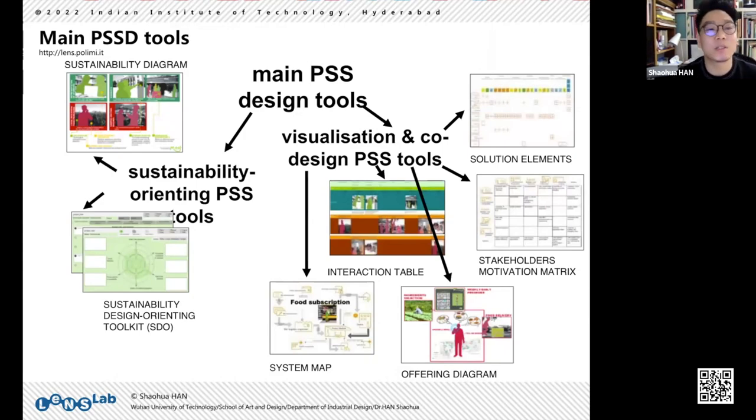I'm coming from the Wuhan University of Technology, from Wuhan, China. So we are the same as the IIT, because we are all in the LeNS system map, right? All the LeNS system. Under the supervision of Professor Carlo Vezzoli from Politecnico di Milano, he and his team developed many PSSD tools, which are the main ones in this world. Like we can see from these pictures, the system map, the offering diagram, the interaction table. That's very important for us. We use them very often.